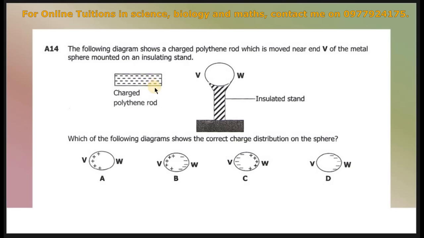Okay. So like charges repel. So when you bring this one, any negative charges that are here will be repelled on the other side. Then this side will remain with a positive. So here positive, here negative. So which one matches that? It is actually B here.